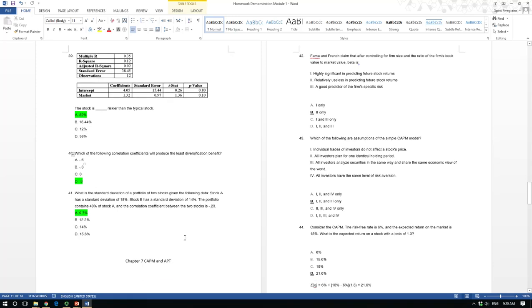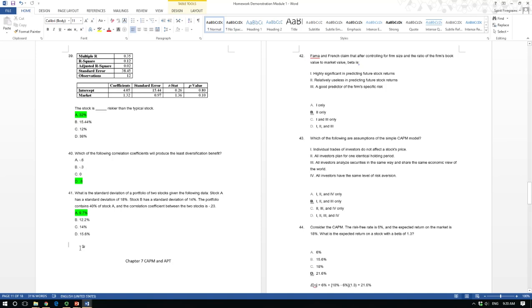Number 41. What is the standard deviation of a portfolio of two stocks given the following data? A, standard deviation 18%, B, standard deviation 14%, and 40% in A, of course 60% in B. Correlation coefficient negative 0.23. So it asks you for the standard deviation of this portfolio.